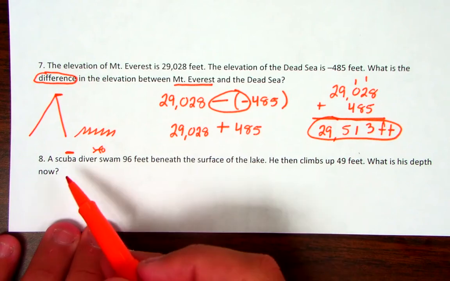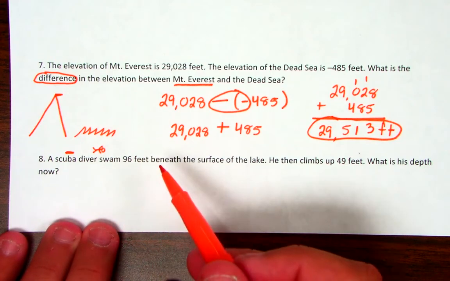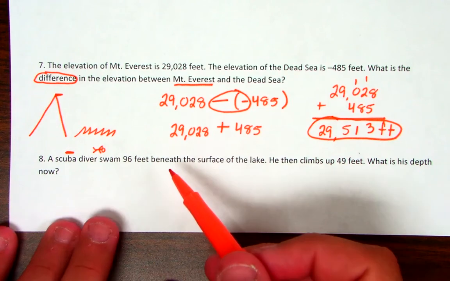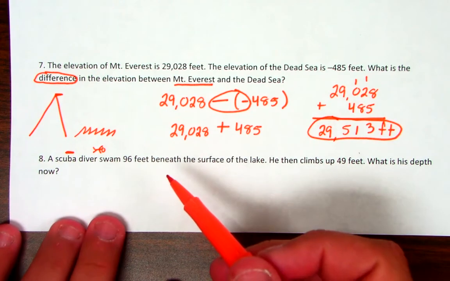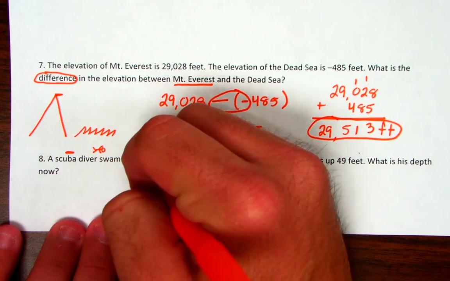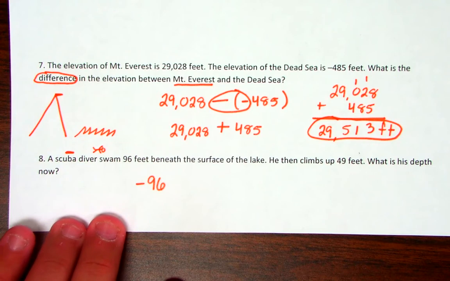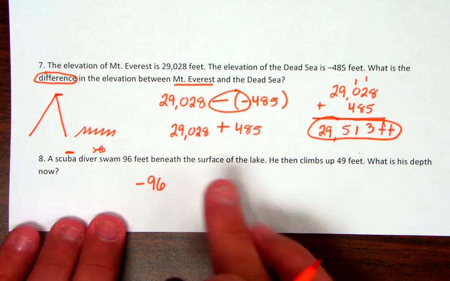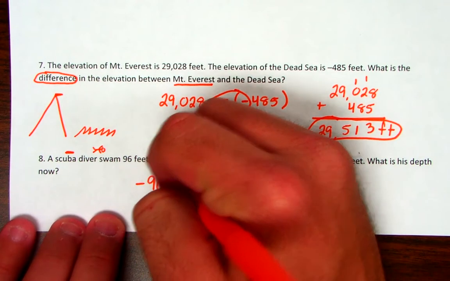Okay, number 8. A scuba diver swam 96 feet beneath the surface. Well, guys, if you're below the ocean, that means you're below zero, so that's a negative number. So he is negative 96 feet below the lake. But then he's running out of oxygen, so he has to go up for some air. So he climbs 49 feet. So he is climbing.